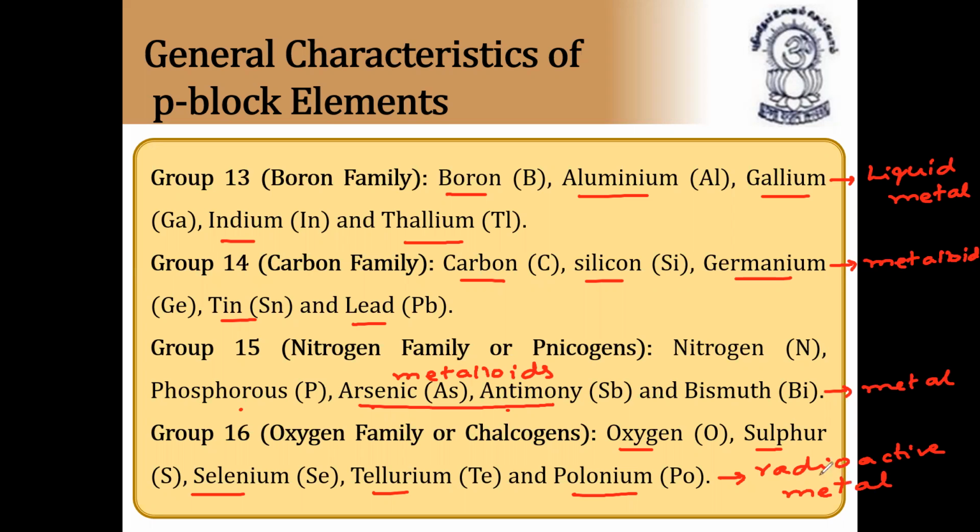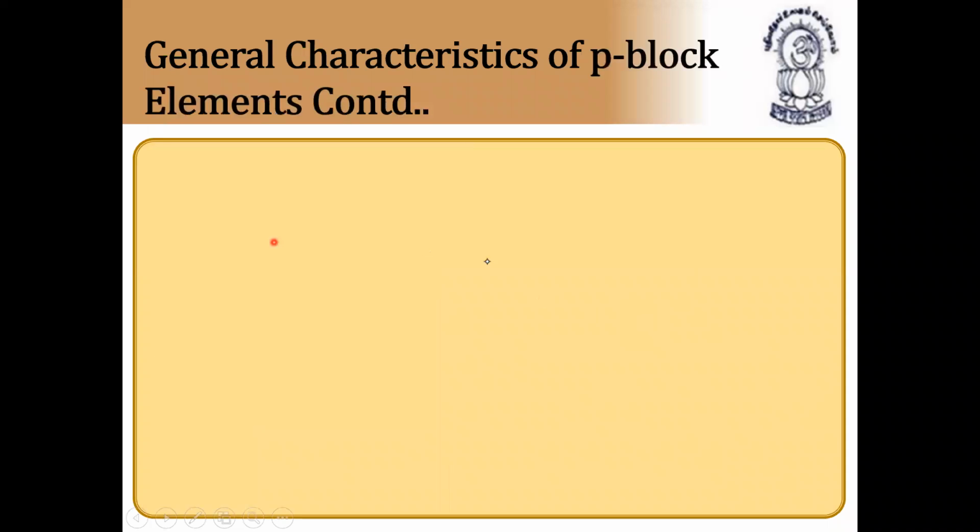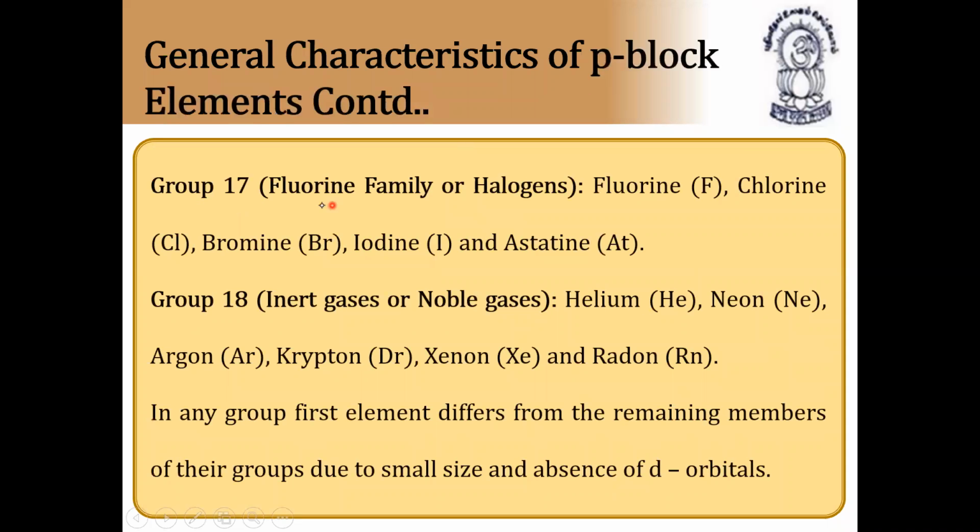As I told you, we have groups 13, 14, 15, 16, 17, 18. In this 11th class, we will study only the 13th and 14th groups. In 12th class, we will study groups 15, 16, 17, and 18. Next we will see the 17th group elements, which are called halogens or the fluorine family. They contain fluorine, chlorine, bromine, iodine, and astatine, and all are non-metallic in nature.